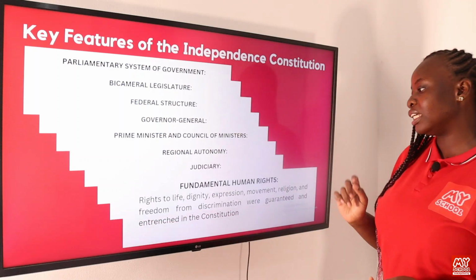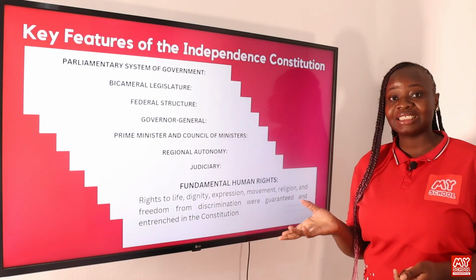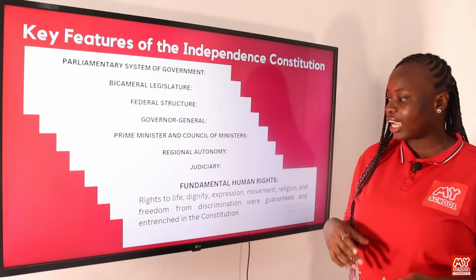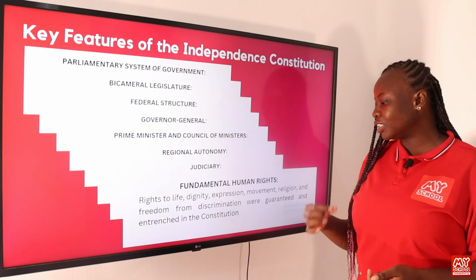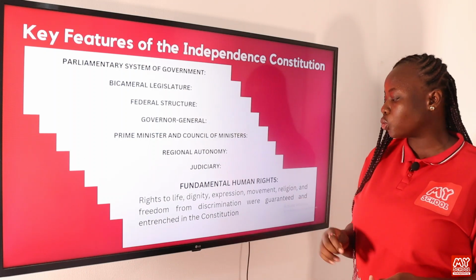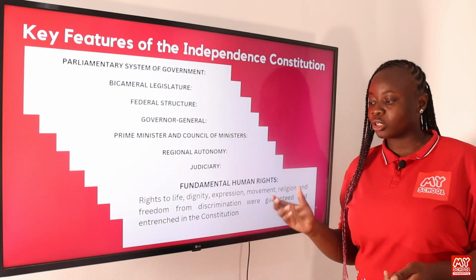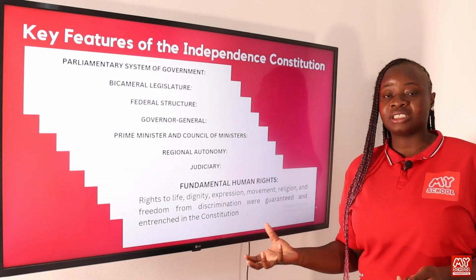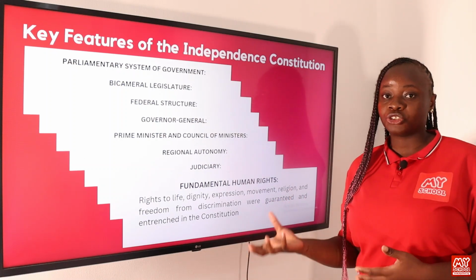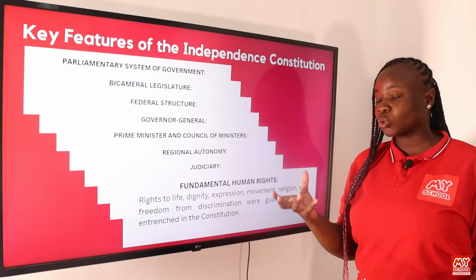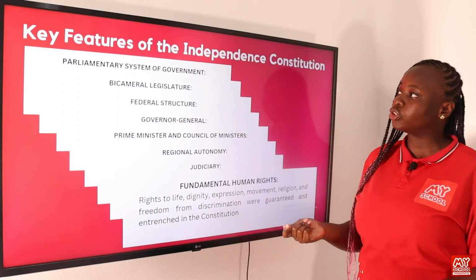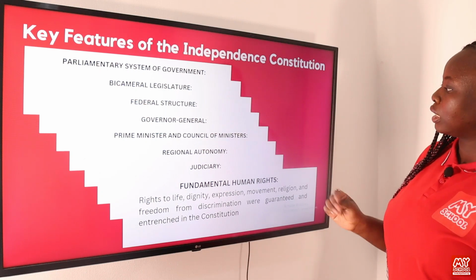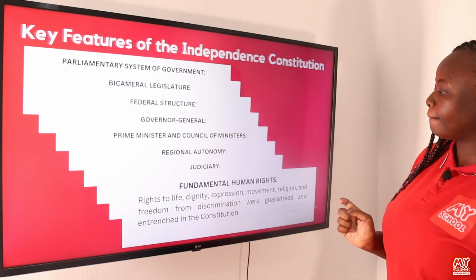And that feature was the entrenchment of the fundamental human rights in the Constitution. So the right to life, dignity, expression, movement, religion, and freedom from discrimination were all guaranteed and entrenched in the Constitution. Remember how they discussed this, that the fundamental human rights should be entrenched to protect minority rights. So it was actually entrenched in the Independence Constitution of 1960. Now let's move on to the next slide.